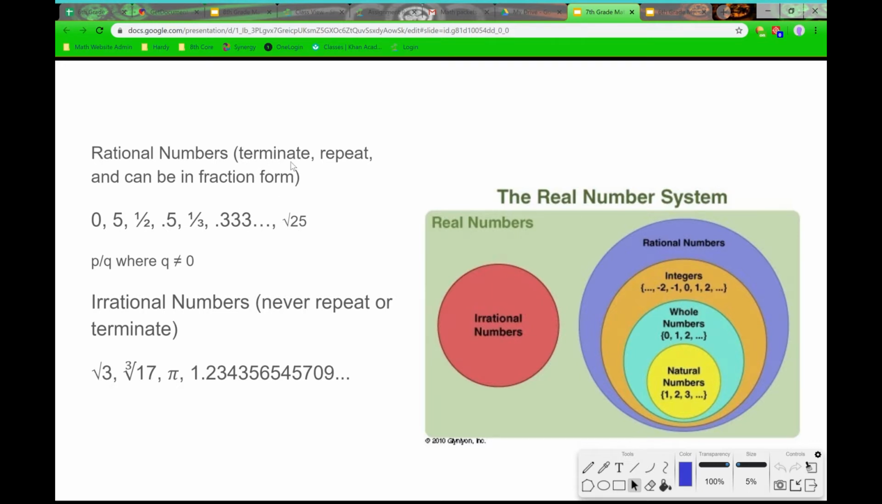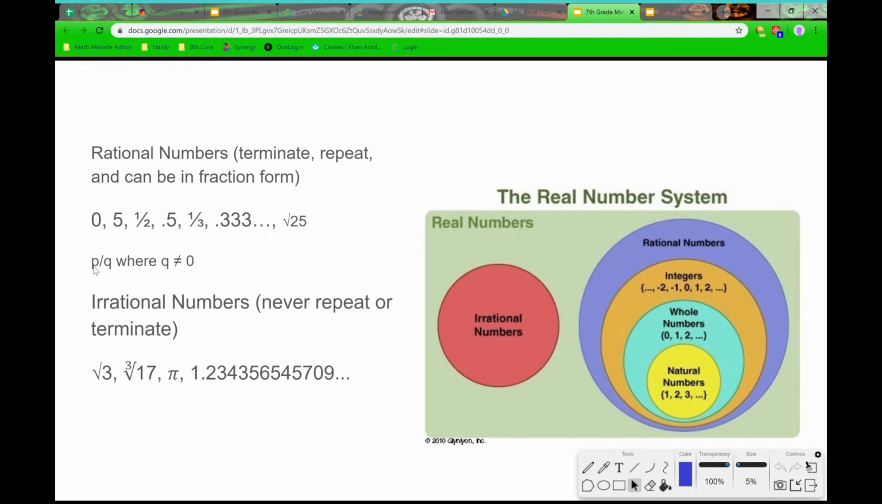Now here's what we have here. We have terminate, repeat, or fraction form. Terminate means this decimal right here, 0.5, done. Everything else past that 5 is a 0. So this is called a terminating decimal. A repeating decimal is like that of 1/3, 0.333333. When a pattern repeats, we know it's a fraction. So all patterns that repeat are also rational numbers. Okay?